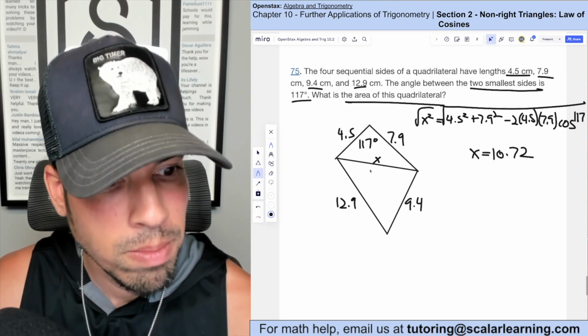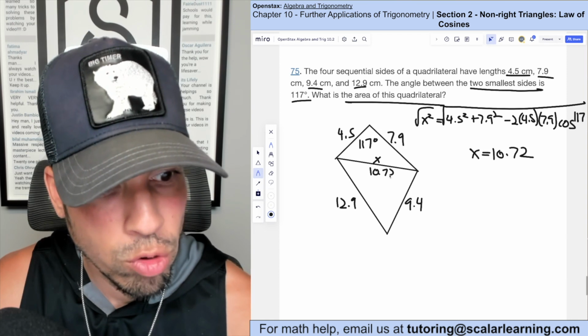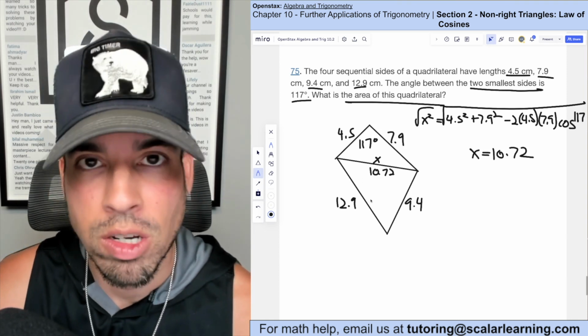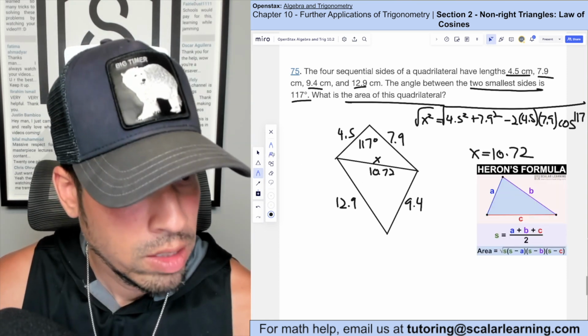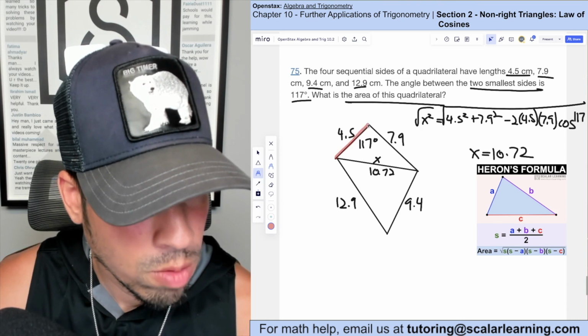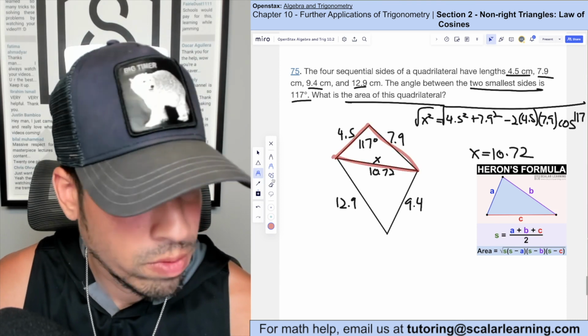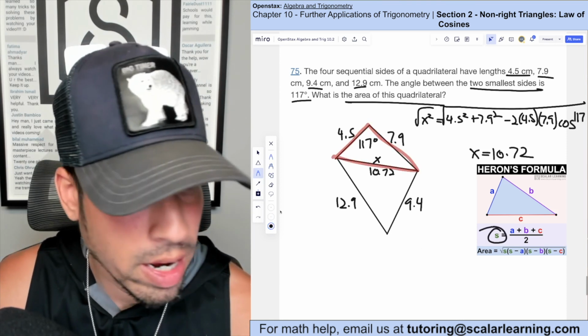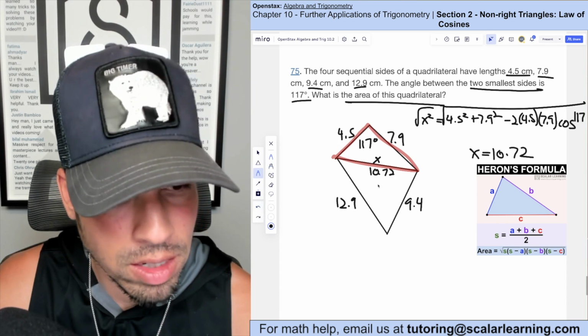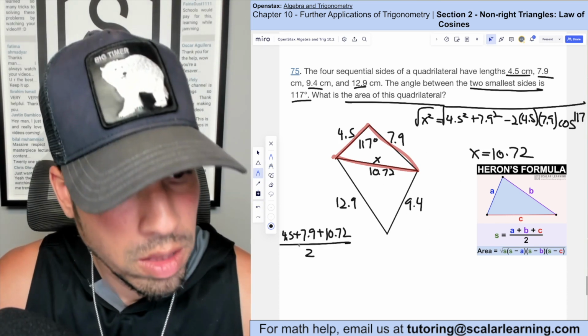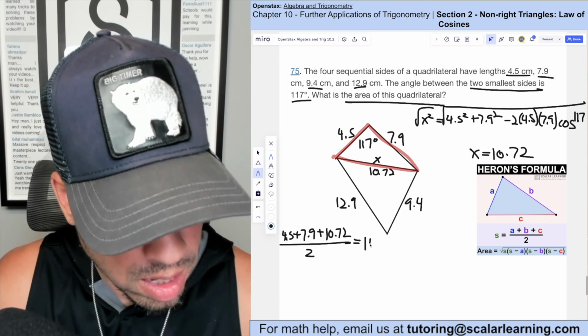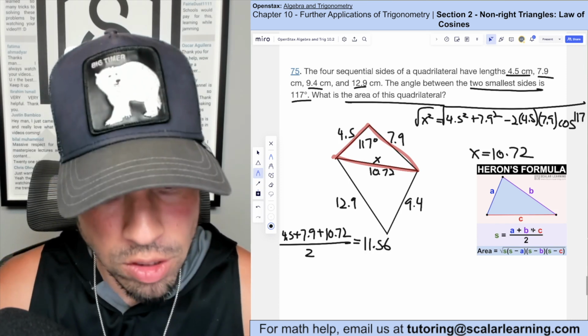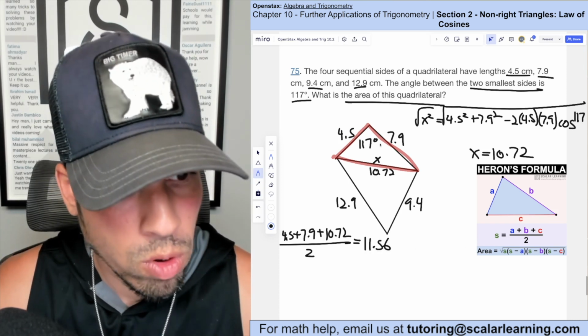All right, this is amazing because now I have two triangles where I know all three sides, so now I can use Heron's formula. Okay, let's look at the first triangle. I'll put it in red, so we're going to do this one first. So first we need to calculate what S is, so we've got to add these three sides and divide by 2. And then when we do that, we get 11.56. So that's my S value for the red triangle.